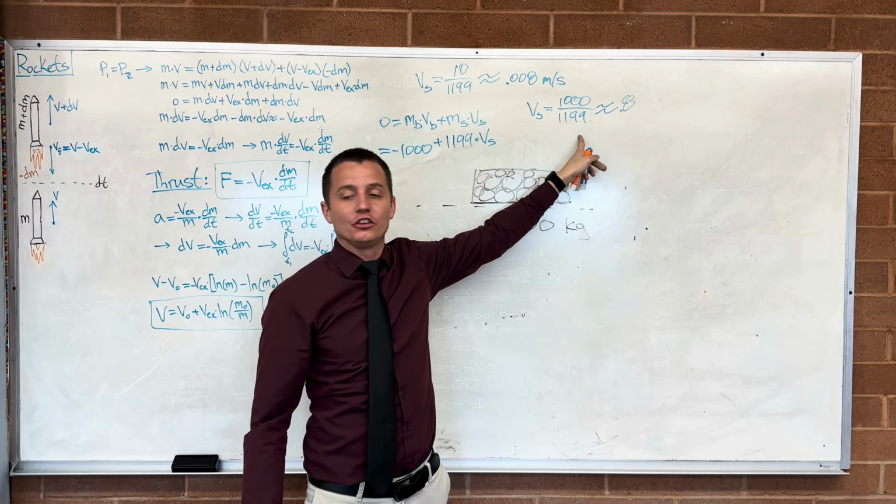By the time you're throwing your last ball, you're gaining 1,000 over 200. So by the time I throw my last ball, I'm gaining 5 meters per second, as our object's getting lighter and lighter. So two things: the more mass I throw out, the faster we go. And the faster I throw the mass out, the faster we go.